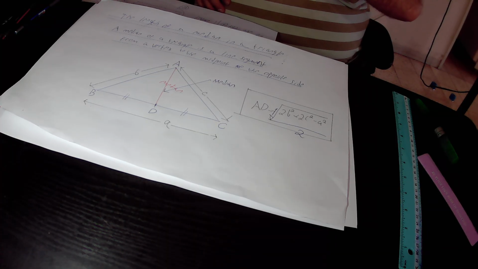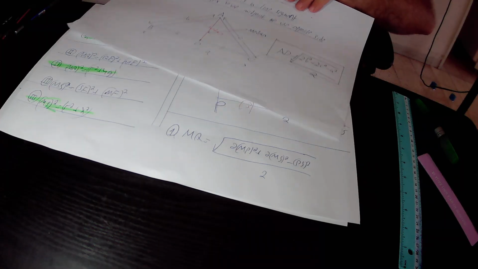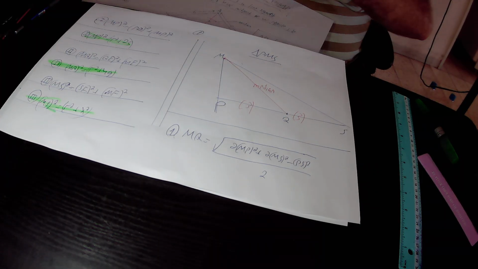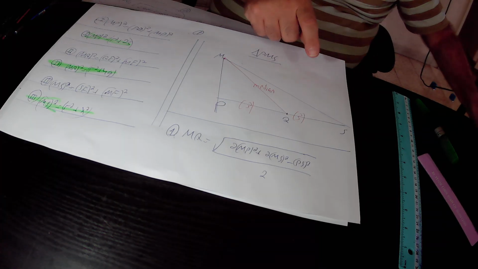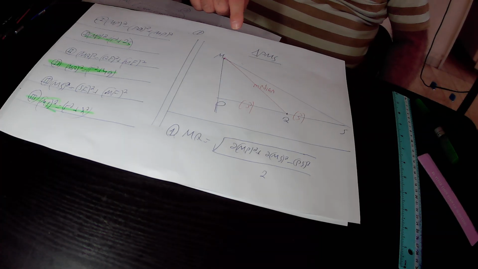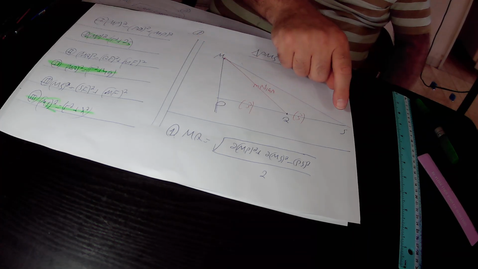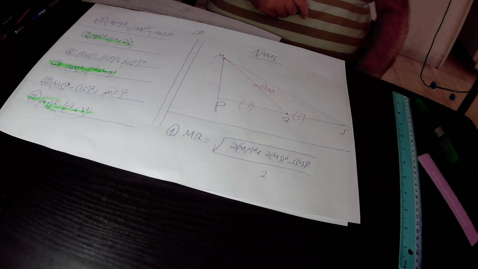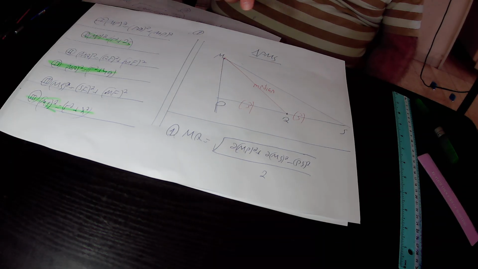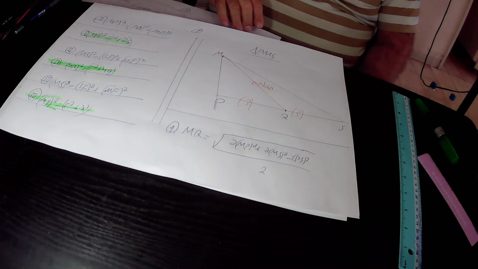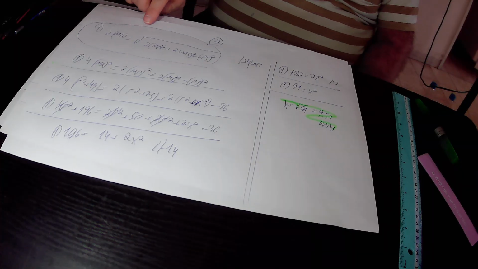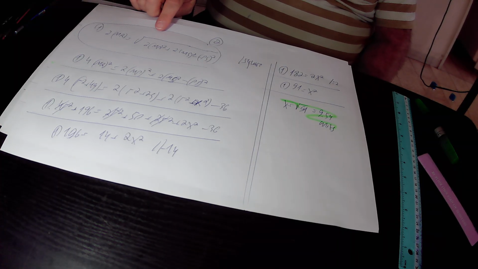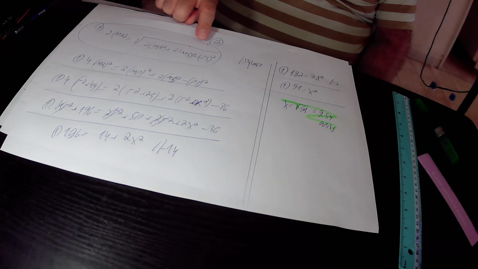So we can implement the new formula in order to find out the length of the median MQ of this triangle MPS. According to the new formula, the length of the median MQ is equal to the square root of (2 times MP squared plus 2 times MS squared plus PS squared) divided by 2. We multiply this equation, equation 1, by 2, and find that according to equation 1, 2 times MQ equals the square root of 2MP squared plus 2MS squared plus PS squared.